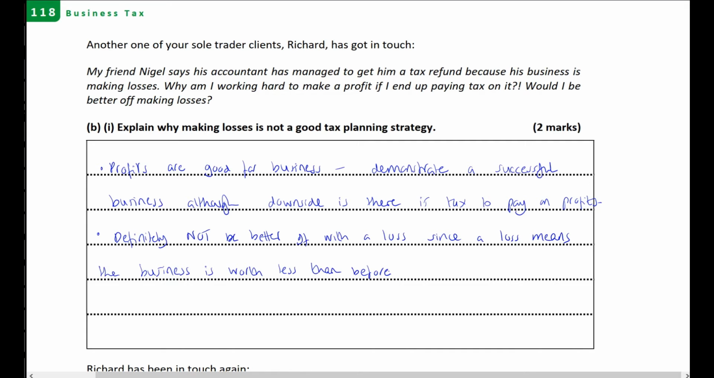Because you're turning away, let's say you pay tax at, just say, I don't know, 25%. So if you're paying 25% tax, then at least you're keeping the other 75%. Rather than just saying, "No, I don't want anything," rather have 75% of something than 100% of nothing. So definitely not better off with a loss. The loss means the business is worth less than before. And of course, it's not sustainable in the long term. The business can't survive making losses forever.